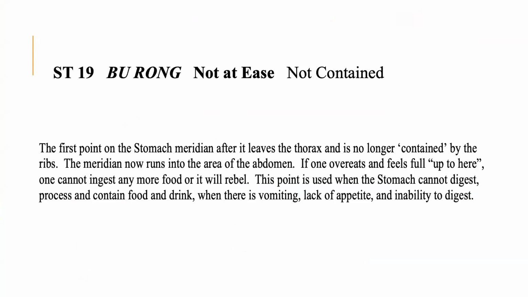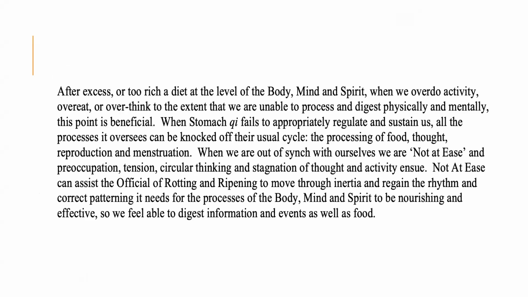Stomach 19, Bu Rong, not at ease, not contained. The first point on the stomach meridian after it leaves the thorax and is no longer contained by the ribs. The meridian now runs into the area of the abdomen. If one overeats and feels full up to here, one cannot ingest any more food or it will rebel. This point is used when the stomach cannot digest, process, and contain food and drink, when there is vomiting, lack of appetite, and inability to digest.